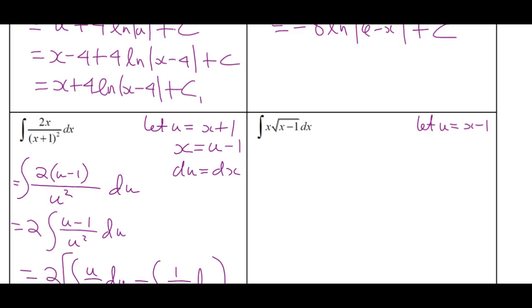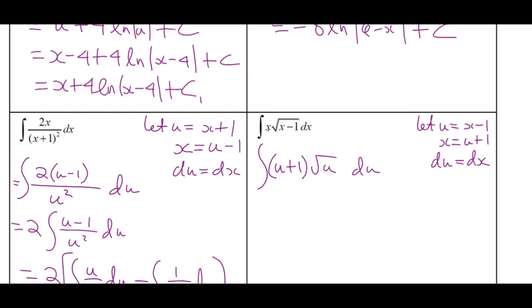Okay, so the idea again, right? Let's replace a binomial with a monomial, right? Very easy to do the root of... But I got an x out front, so what's x equal to? And what's du equal to? Okay, so x, that's u plus 1. Root x minus 1, that's root u. dx, that's du.